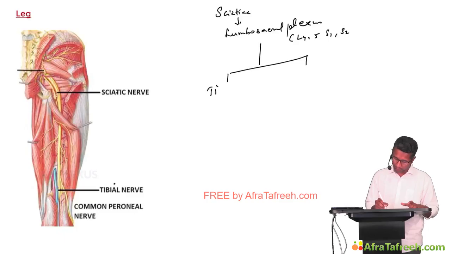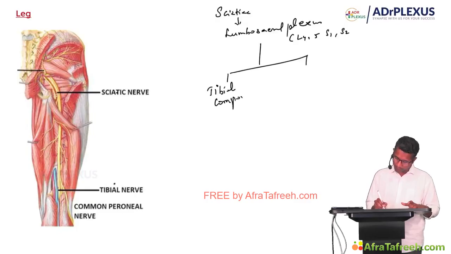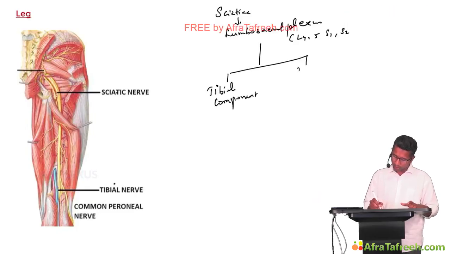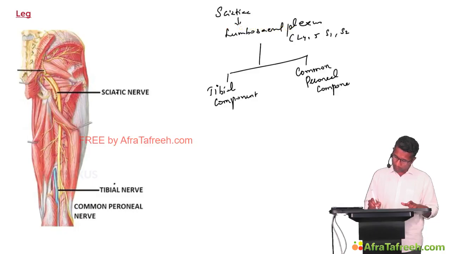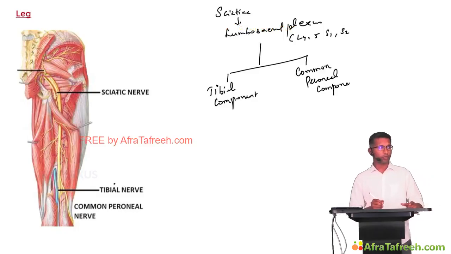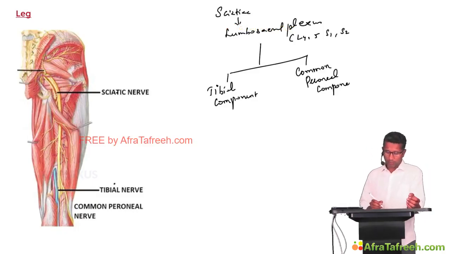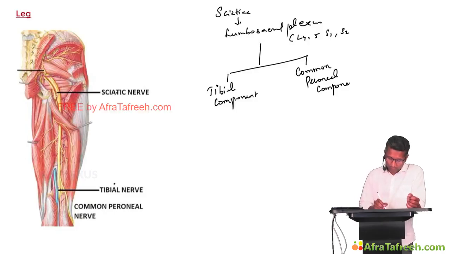One is called the tibial component. Another one is called the common peroneal component. So, tibial component, and another one is common peroneal component. Clear? So this tibial component supplies most of the muscles in the hamstring region.